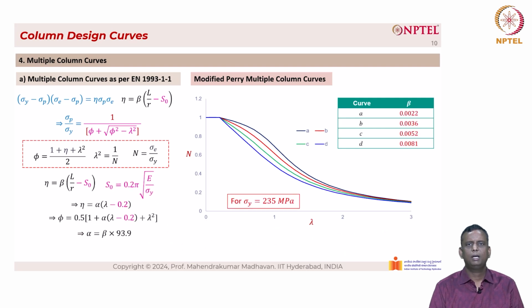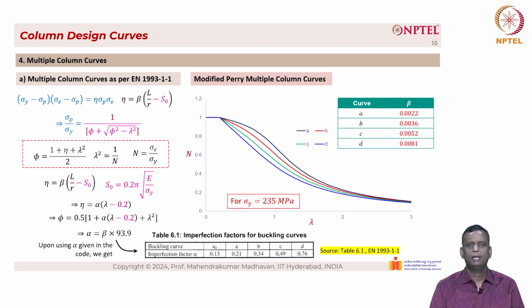So, now when we have to compare the values with the existing European codal provisions, we have alpha equal to beta into 93.9, and the imperfection factors for buckling curves as per table 6.1 is given as A is 0.21, B is 0.34, C equal to 0.49 and D equal to 0.76. When we substitute these values in the equation alpha equal to beta into 93.9, we get the corresponding values of beta, which is for A it is 0.0022, for B it is 0.0036, for C it is 0.0052 and for D it is 0.0081.